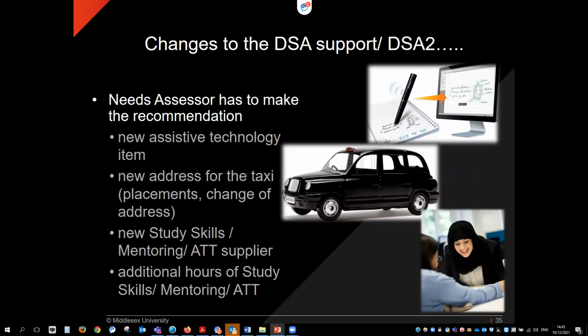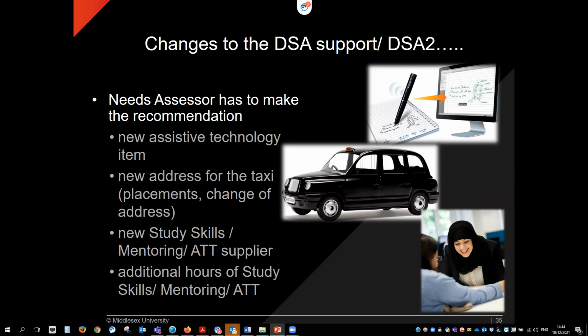Now let's have a look at what happens if anything needs changing on the DSA support package for the student. So if a student, for example, finds that they need another piece of equipment that hadn't been discussed at the needs assessment, they can contact the needs assessor, the assessment center, and this can be made as a new recommendation. So they'll receive another DSA 2 letter and contact the supplier who would supply that piece of equipment to them.